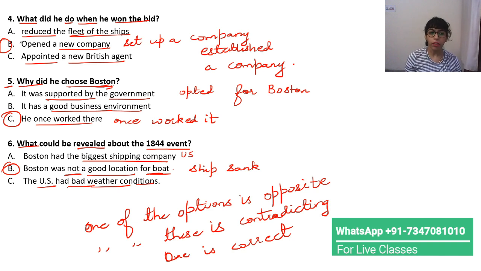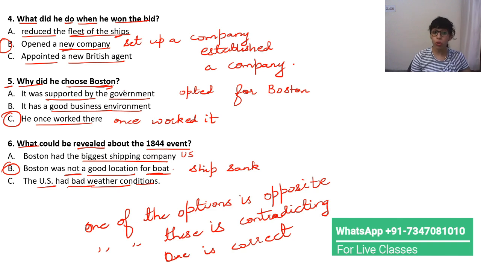Talking about the fourth one, what did he do when he won the bid? So they clearly talked about this. He actually set up a company earlier as well. They talked about fleets of ships as well, but they did not talk about reduce. They actually talked about when he won the bid, what did he do? As soon as he won the bid, he established a new company with the ancestors. So what did he do? He opened a new company.